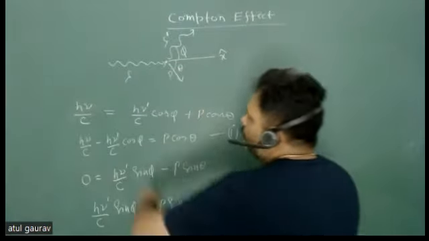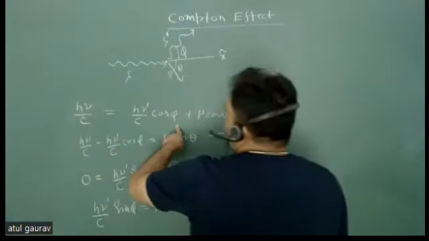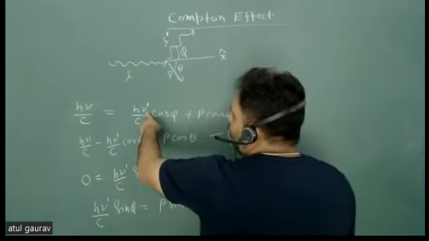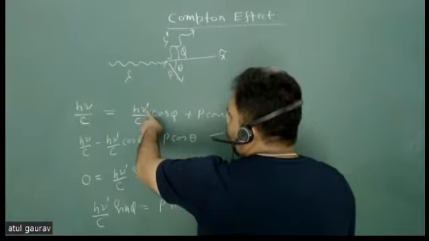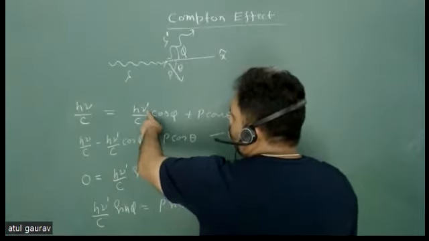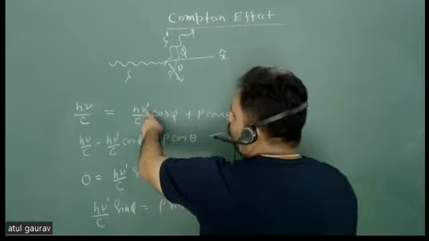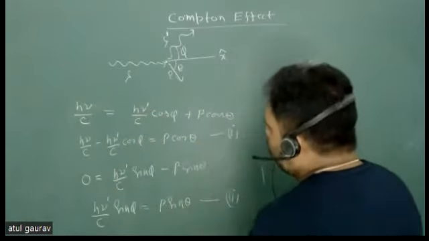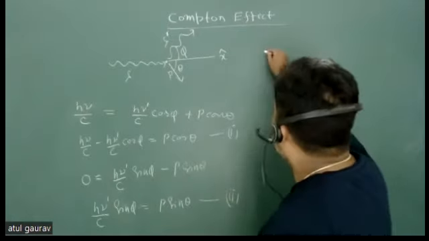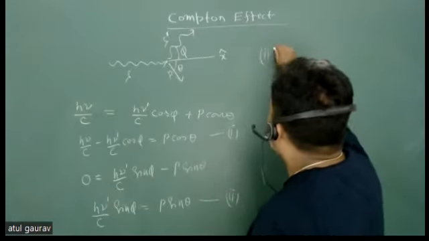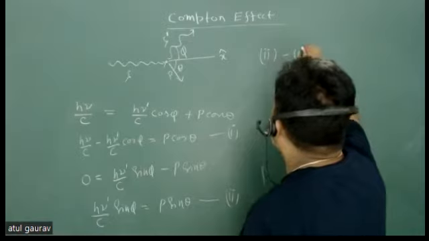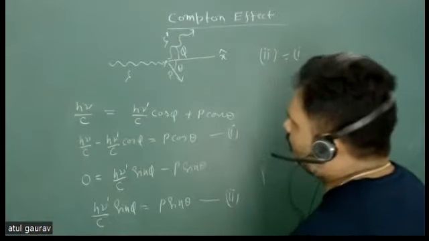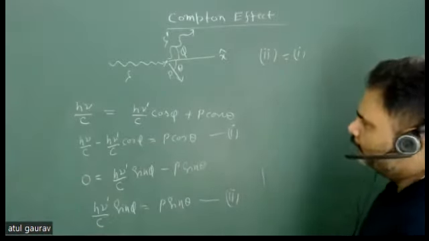In the problem, nu is given, phi is given. Can we calculate nu dash? Yes, we can calculate nu dash, or lambda dash. Both are the same thing. Anyway, first what we will do is divide equation 2 by equation 1. Then what will you get?